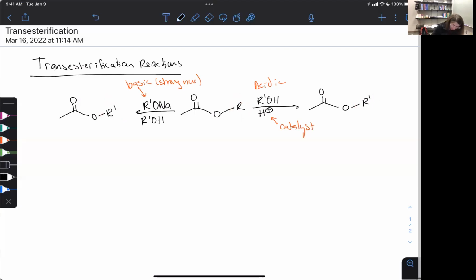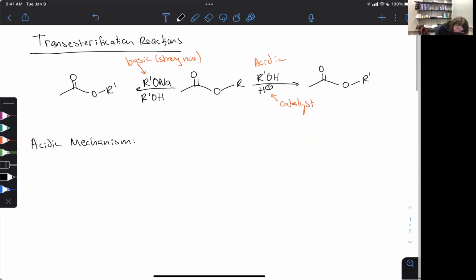So let's just look at the mechanisms here. Let's look at the acidic one first. This is very, very similar to the Fischer esterification, right? So it's going to be essentially the exact same thing, except we're going to be using an alcohol instead of water as our nucleophile. So let's just take an example here. We're just going to do a nice simple one.